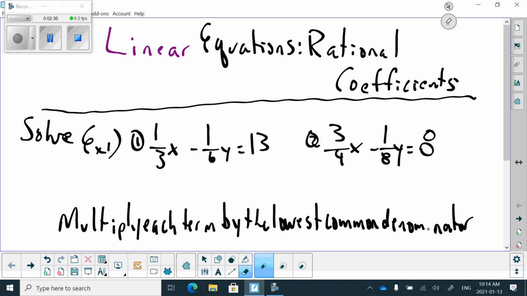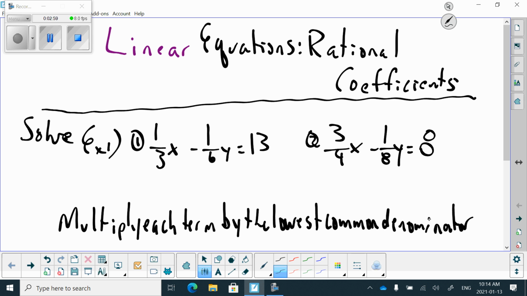Multiply each term by the lowest common denominator. And each equation will have a different lowest common denominator. For example, for equation 1, what is the lowest common denominator? 3? Oh, 6. It's 6, because it's that whole thing.